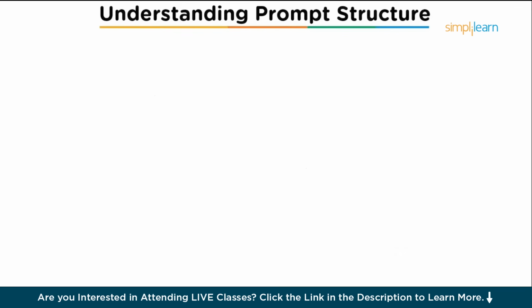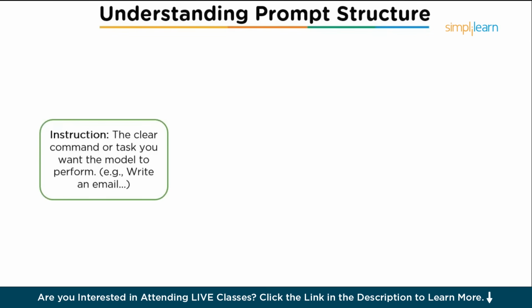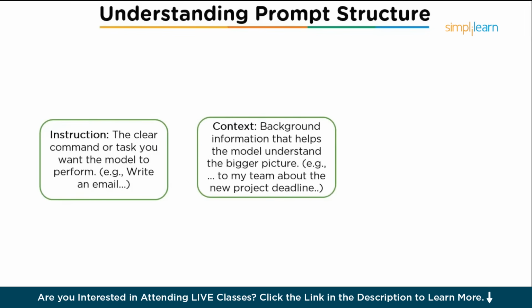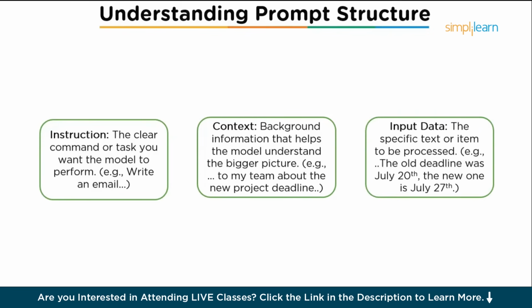To effectively interact with AI models, it's crucial to understand prompt structure, which typically comprises three key elements. The instruction, which is your clear command on the specific task you want the model to perform, like write an email. The context, providing essential background information that helps the model understand the bigger picture, such as to the team about the new project deadline. And finally, the input data, which is specific text or items to be processed. For example, the old deadline was July 20th and the new is July 27th.